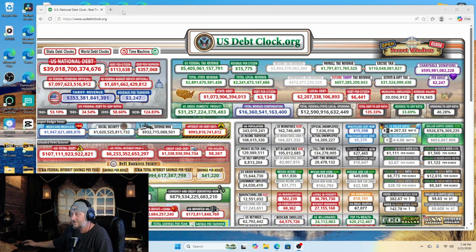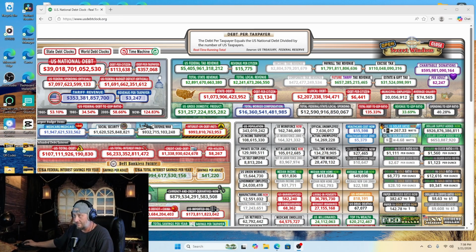$39 trillion. Okay, so debt per citizen, 113,000. What does that mean? Debt per taxpayer. I'm going to have to do a deeper dive, probably with ChatGPT, to explain this to me.